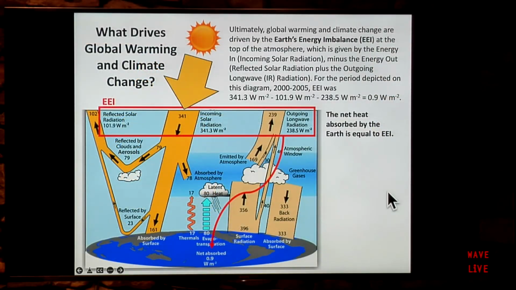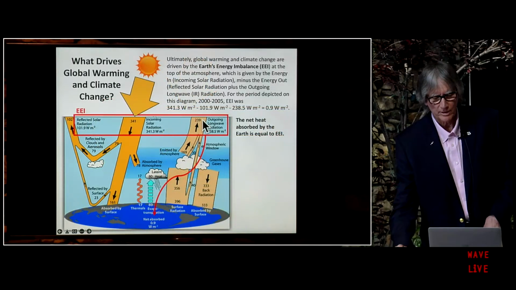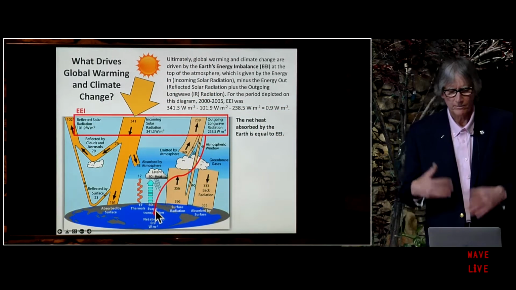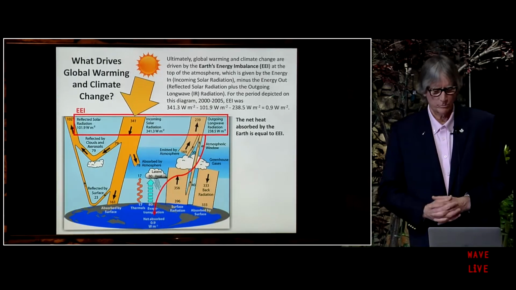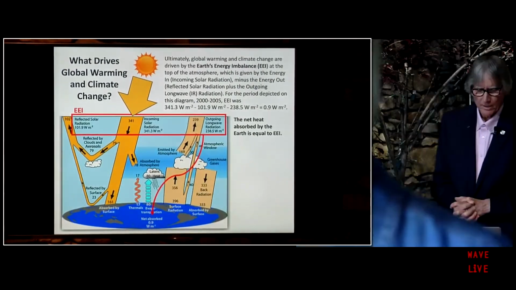And in fact, for the 6-year period depicted here, it's just the sum of these numbers. It's basically the energy in minus the energy out. And so if you add these numbers up here, you come out with 0.9 watts per square meter. And the particularly important point here is that that is in fact exactly how much the Earth is warming. This EEI parameter, Earth's energy imbalance, which is essentially the sum of these three numbers at the top of the atmosphere, equates to how much heat the Earth is absorbing and warming with. And we can measure this.